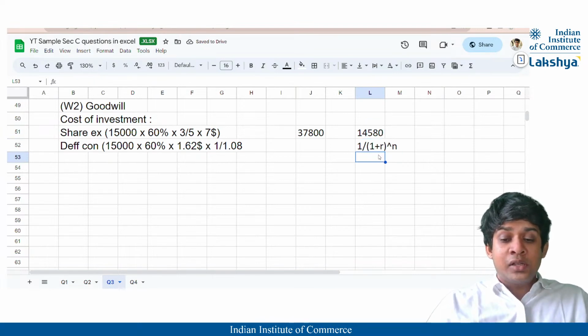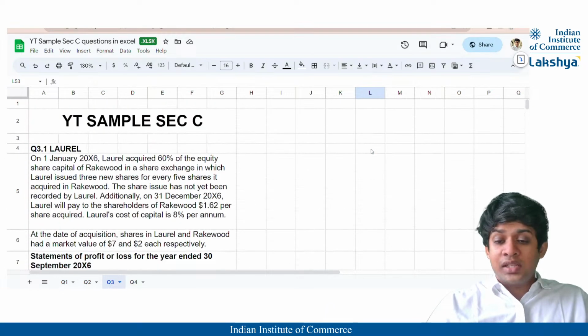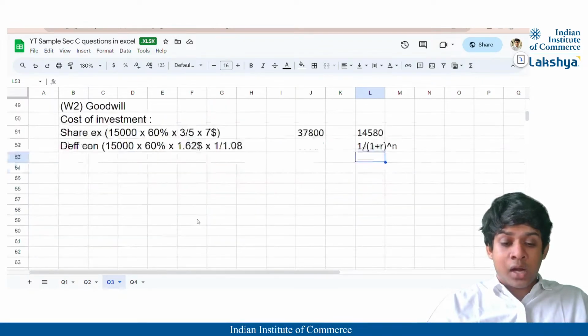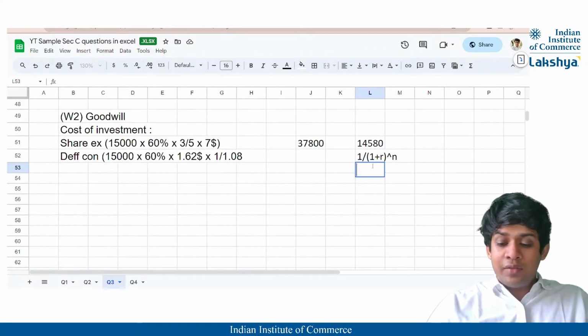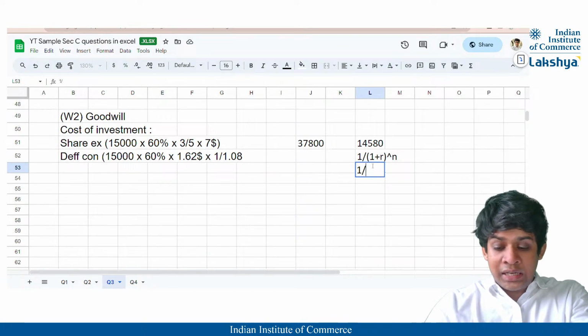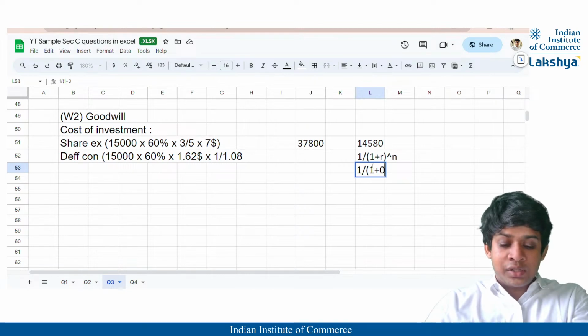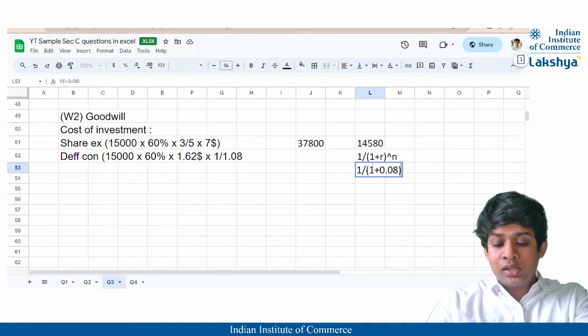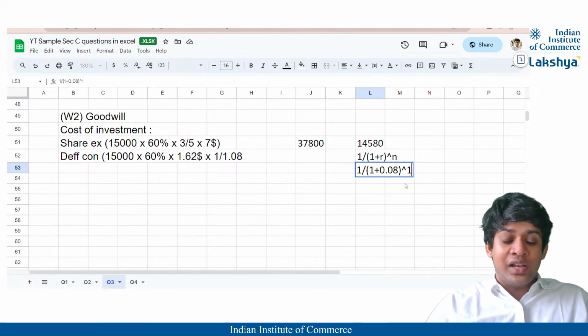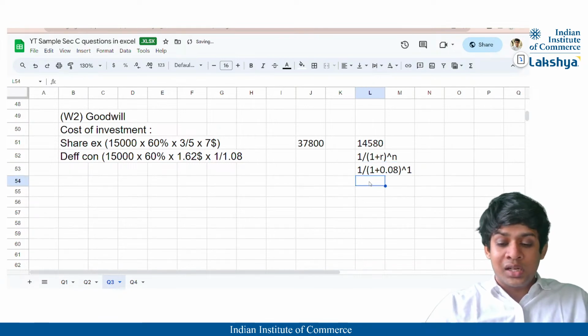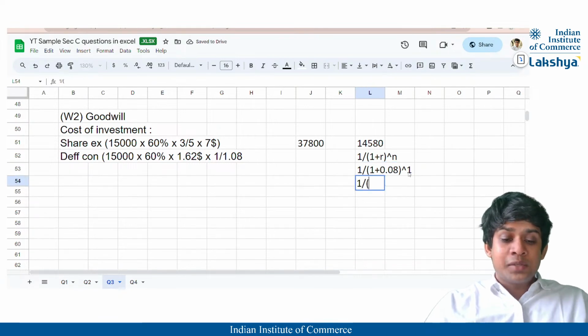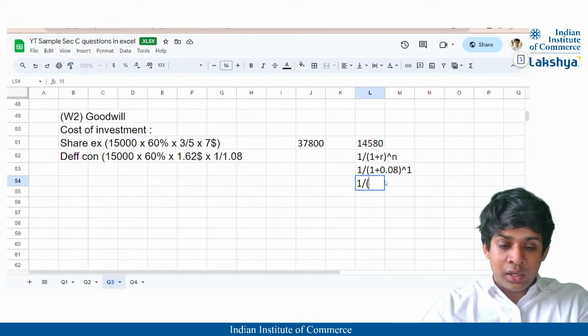And for this, they've given me a percentage of 8%, right? You can see that Laurel's cost of capital is 8% per annum. So I'll take that. R is nothing but the interest rate, that is 8% per annum, so 0.08, right? And I have to present value it by how many years? By just 1 year, by 12 months. So I will just state 1. Raised to 1 is like nothing. So it is just 1 divided by 1 plus 0.08, which is 1.08, correct?